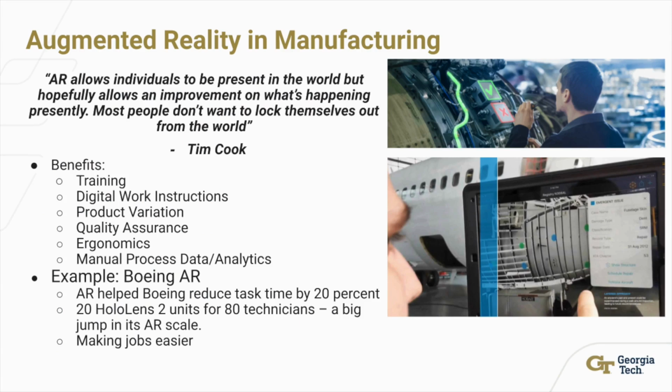Tim Cook once said, AR allows individuals to be present in the world, but hopefully allows an improvement on what's happening presently. Most people don't want to lock themselves out from the world. And this is what distinguishes AR from VR. Because AR overlays digital information onto the real world, it enhances tasks without isolating workers. This is very important because isolating workers could pose a significant safety hazard in manufacturing environments.